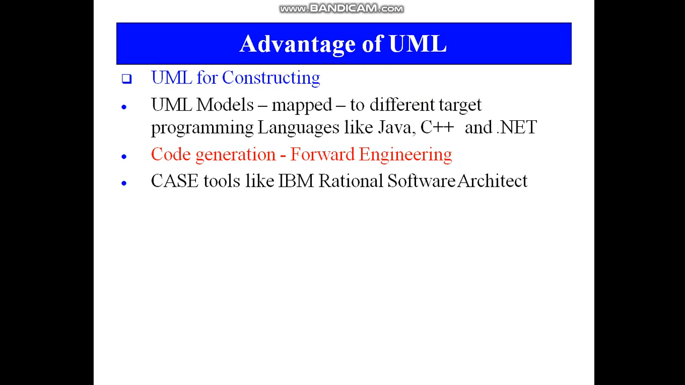Construction. UML models map to different target programming languages like Java, C++ and .NET. We have to convert our class diagram, object diagram, state diagram, and sequence diagram into a target programming language like Java, C++ and .NET. It is used for code generation. Code generation is helpful for forward engineering. There are two types of engineering, forward engineering and reverse engineering. Code generation is useful for forward engineering.